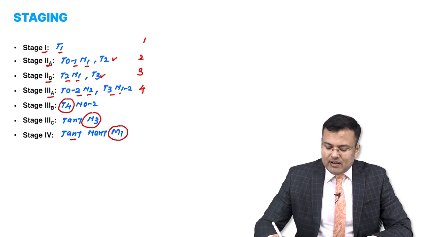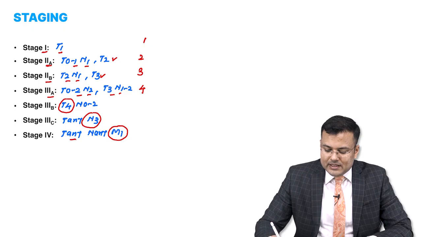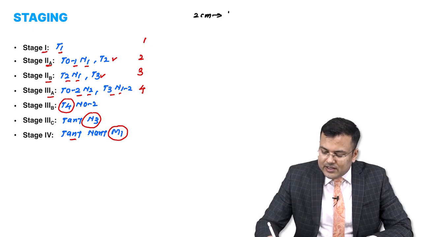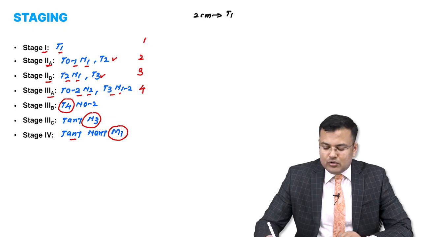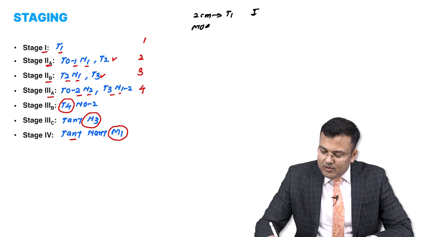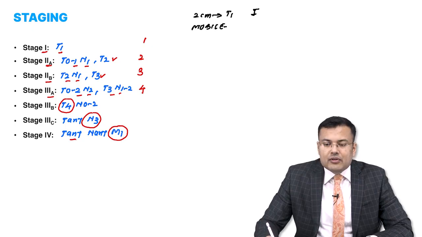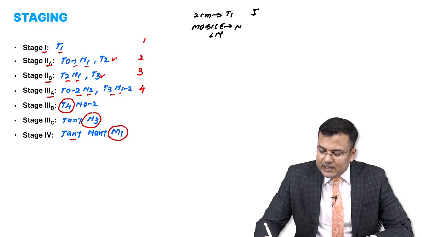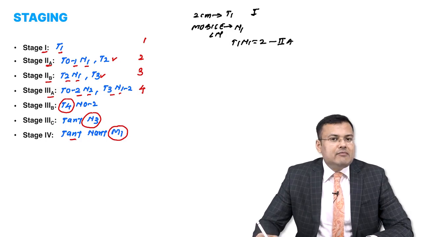Imagine the patient has a 2 centimeter lump in the left breast. What is the stage? T1, no lymph node, so T1 number is 1. So the stage is 1. Suppose the patient has a mobile axillary lymph node. So it is N1, so it is T1 N1. What is the number? 2. Number 2 is for stage 2A. So you can see T1 N1.